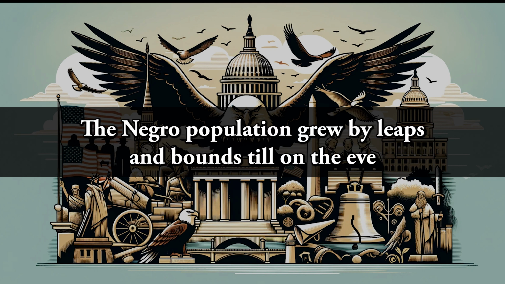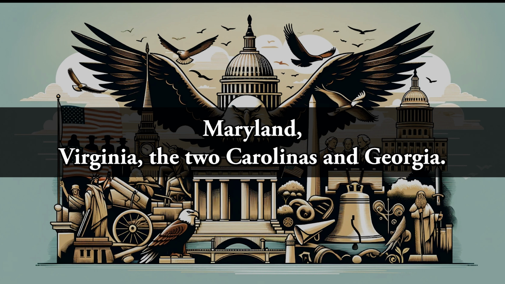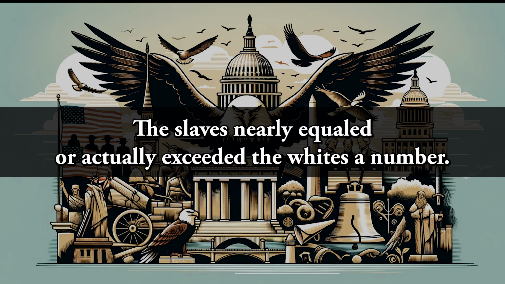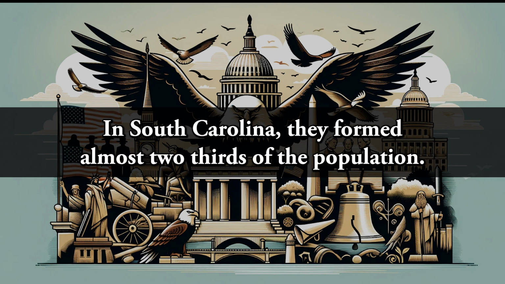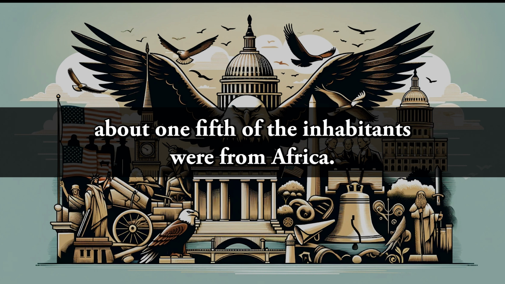The negro population grew by leaps and bounds, till, on the eve of the Revolution, it amounted to more than 500,000. In 5 states, Maryland, Virginia, the 2 Carolinas, and Georgia, the slaves nearly equaled, or actually exceeded, the whites in number. In South Carolina they formed almost 2/3 of the population. Even in the middle colonies of Delaware and Pennsylvania, about 1/5 of the inhabitants were from Africa.